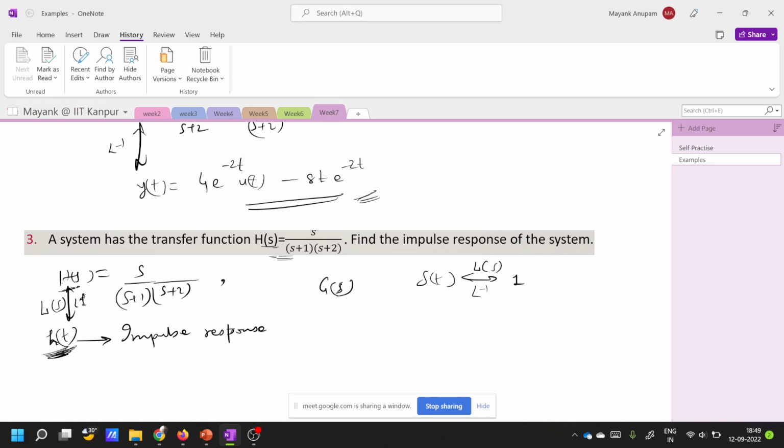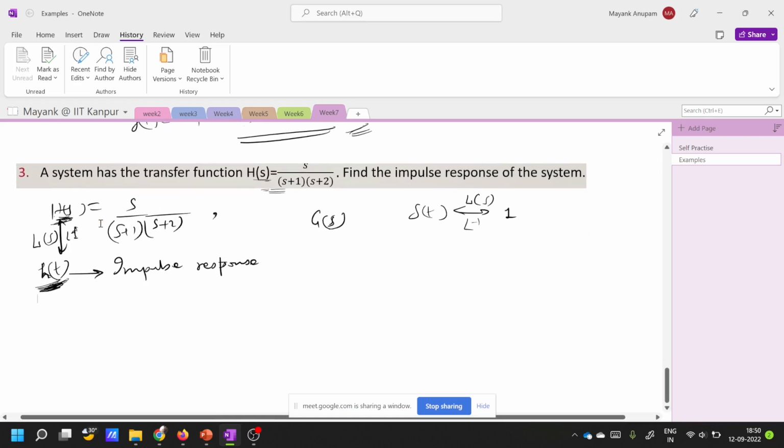So here what you have to find out. You are given transfer function H of s. Find the impulse response of the system. So you are given this H of s, you have to find h of t. So what do you need to do? Simply Laplace inverse, partial fractions. Very good.